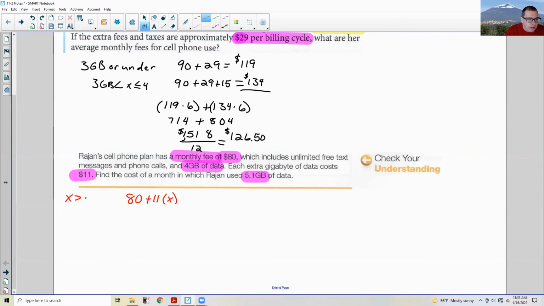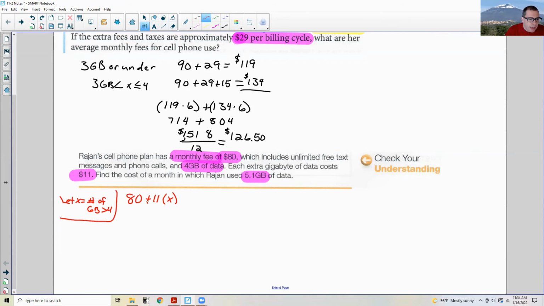greater than, let's see, actually X, where X equals, we need to represent X. So let X equal number of gigs greater than, just use a greater than symbol here. Number of gigabytes greater than 4. Okay, number of gigabytes greater than 4. That is what we're going to let X equal.